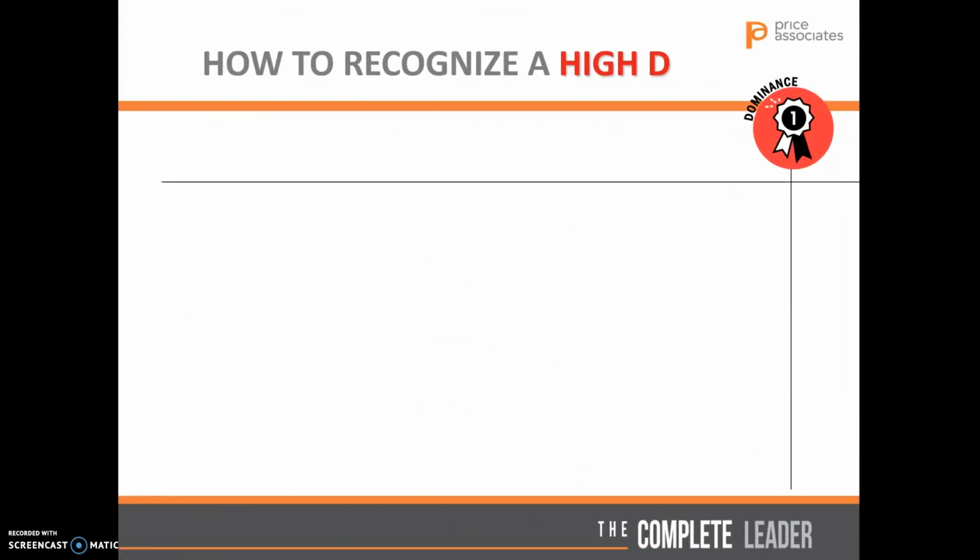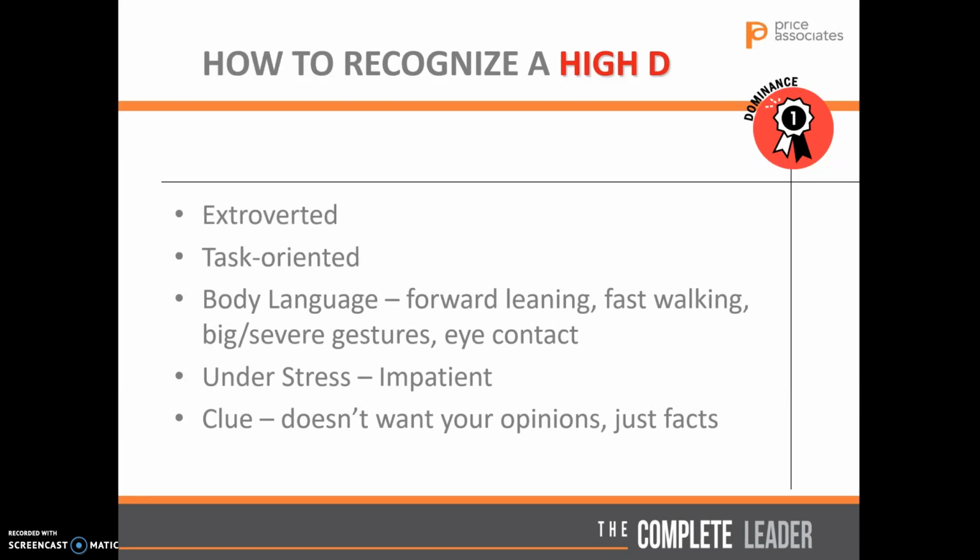So let's take a look. How do we recognize a high D? So that you can know if you're working with one or having to communicate with one, what the best way might be to have that conversation. A high D is typically extroverted, and they're also task-oriented. What that means is that they probably get energy from tasks, so checking things off their list. Their body language, they might be leaning forward, they might walk fast, they might have a lot of gestures, and they're really good at keeping eye contact. Under stress, they might become really impatient because they're pretty fast-oriented. And one clue is that they don't want your opinions, they really just want the facts, and they want to get those results done.